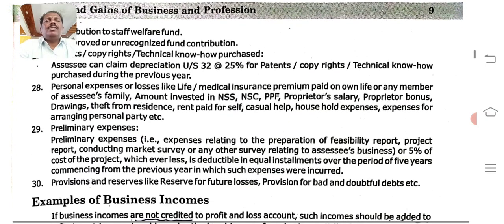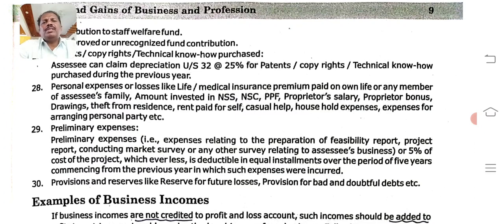Even personal expenses or losses like life, medical insurance premium paid on one life or any member of the assessee's family, amount invested in NSS, NSC, PPF, proprietor salary, proprietor bonus, drawings, theft from residence, rent paid for self, casual help, household expenses, expenses for arranging personal party, etc.